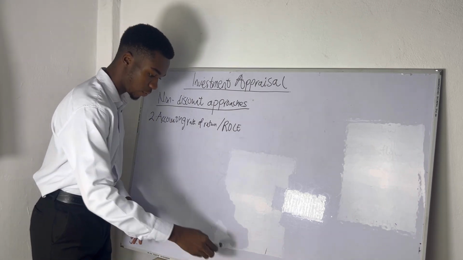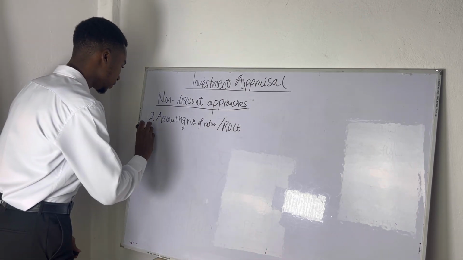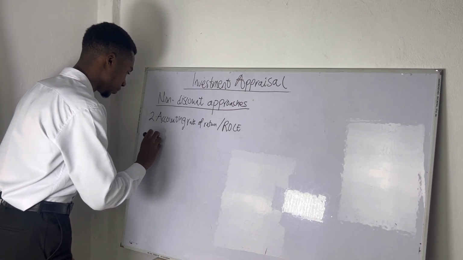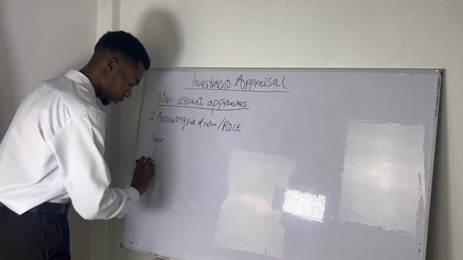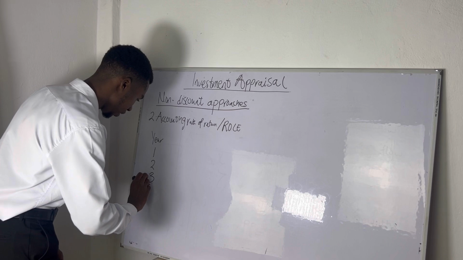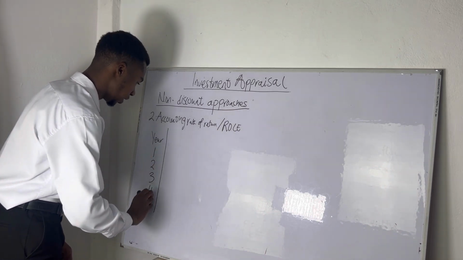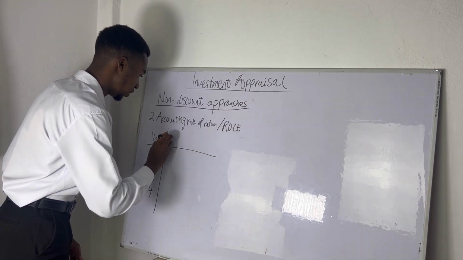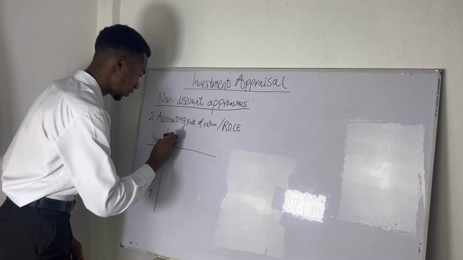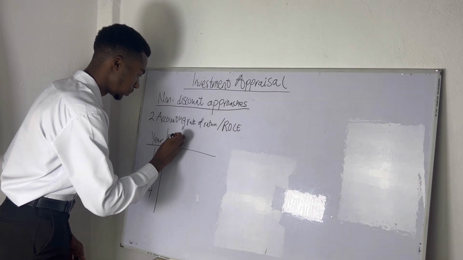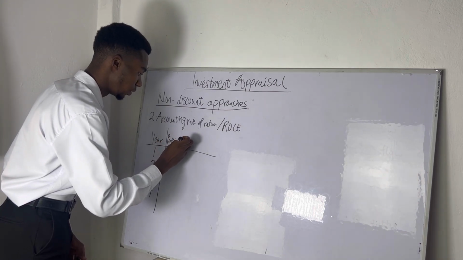So let me write them on the board. So we have year 1, 2, 3, and 4. Then we have the profits before depreciation.